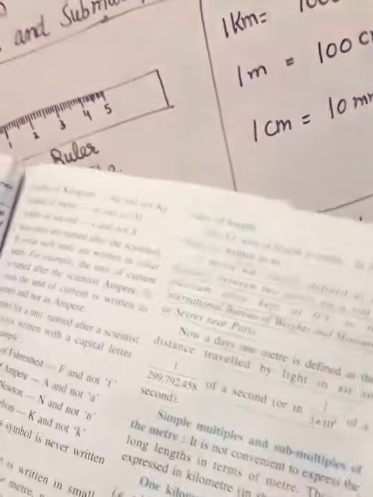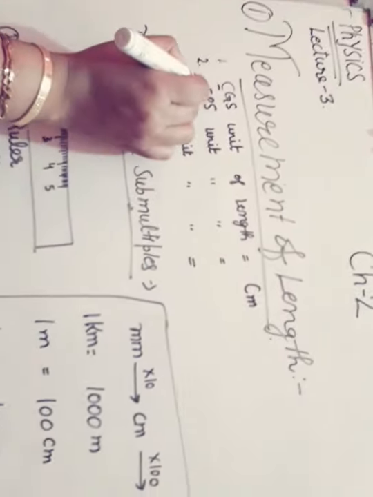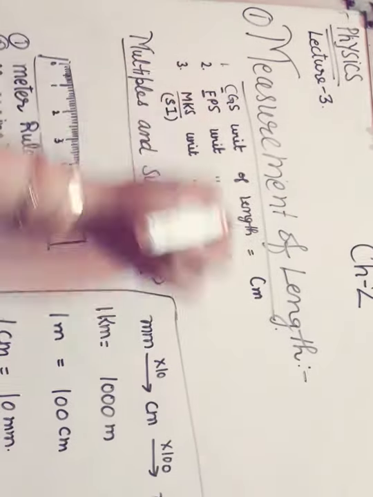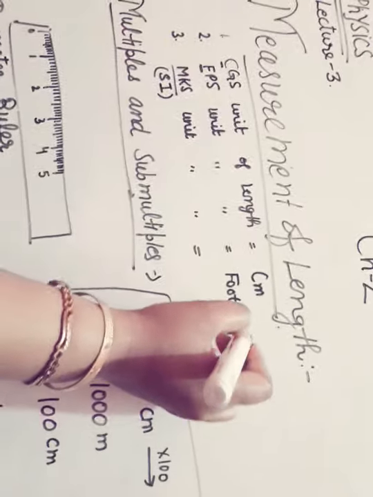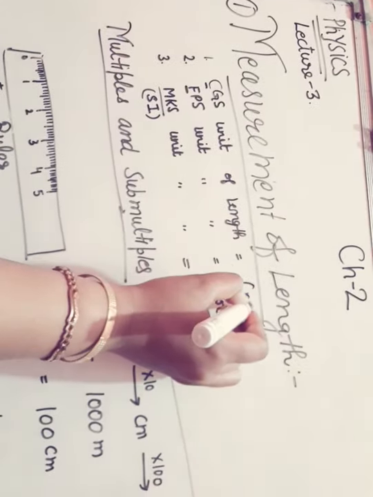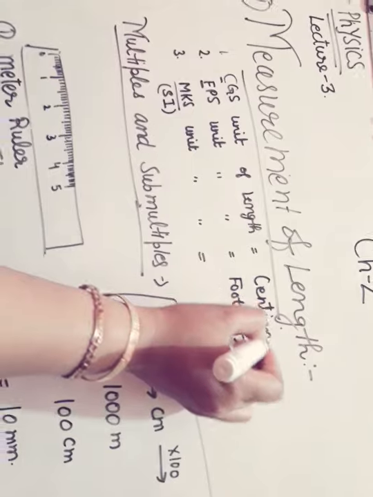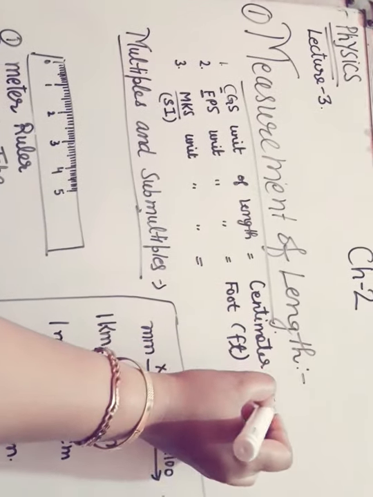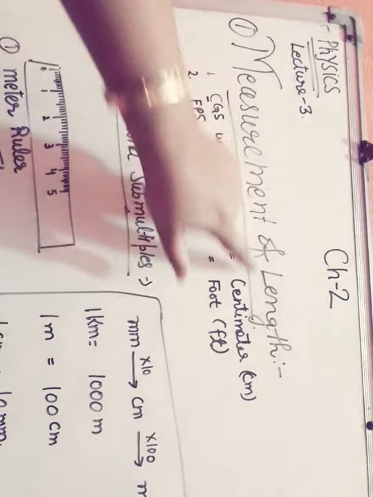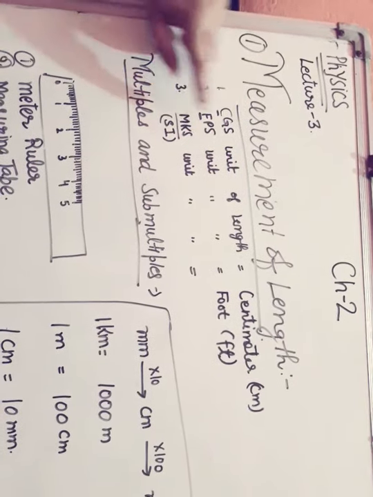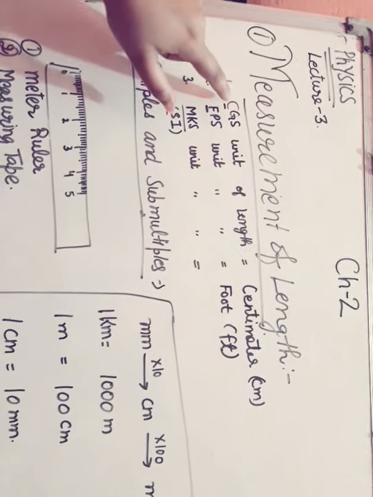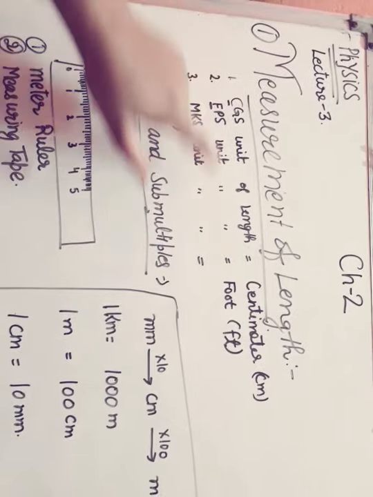And the unit of length: the CGS unit of length is centimeter, C means centimeter. The FPS unit of length is foot, F means foot, so foot, FT. Centimeter is represented by cm. These are the units of length. In the CGS system, C means centimeter.